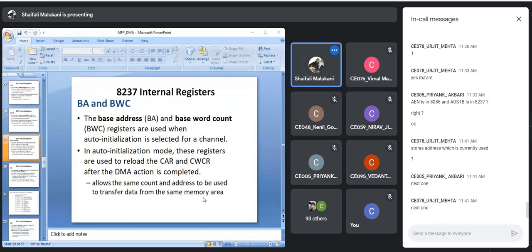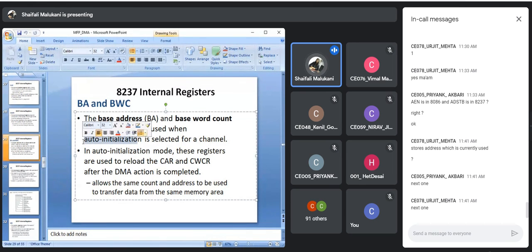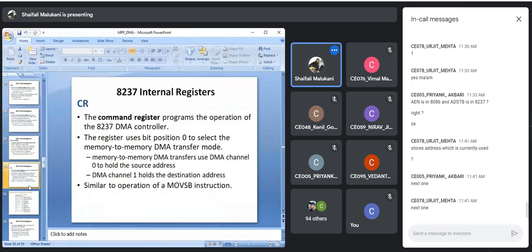So that is all about the base word count. It is generally used in the auto initiation mode, right? It is used to store the base location and the base word count, from where you have to load them again into CAR and CWCR when you are transferring the data to the same memory area. At that time this is useful.